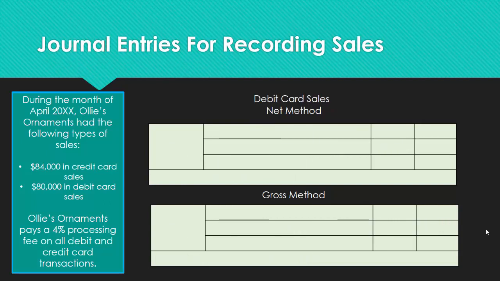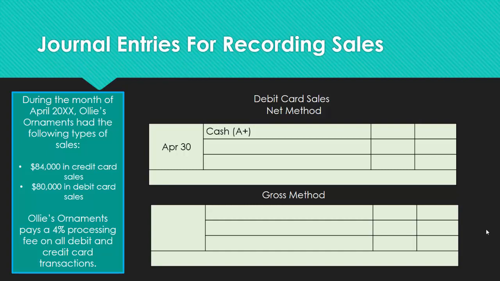They had $80,000 in debit card sales. They pay a 4% processing fee on debit card transactions as well. This won't always be true. Sometimes the percentages are different between debit and credit card sales, but in this example, they happen to be the same. So on April 30th, we got to figure out how much cash they're getting.